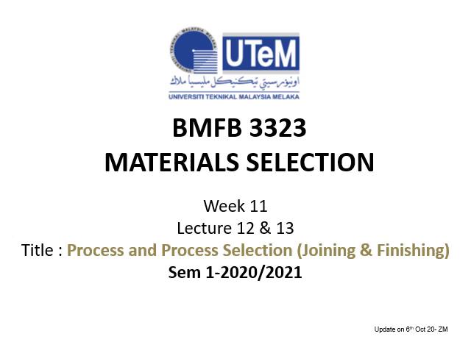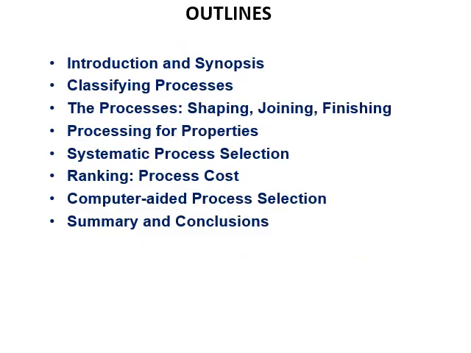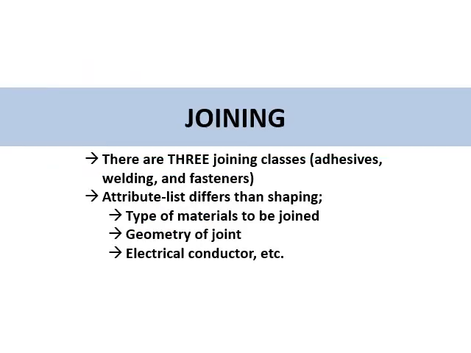This is the lecture about process and process selection, focusing on joining and finishing process. Here's the outline for this lecture, but I'm going to skip it anyway. So joining has three classes, which are adhesive, welding, and fastener.